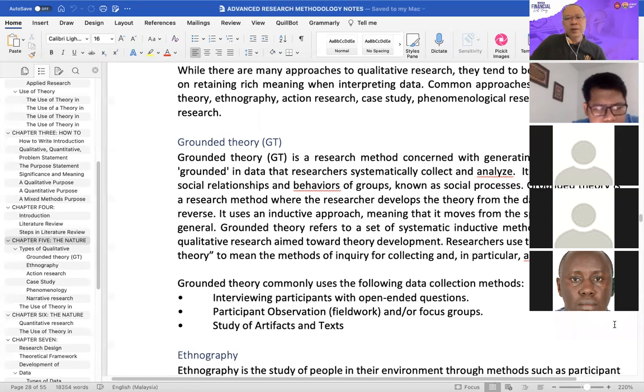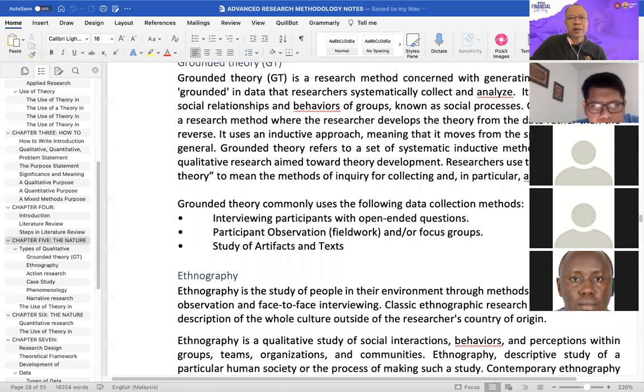In grounded theory, the common method of collecting data is interviewing participants with open-ended questions. The researchers will determine who the respondents are and will ask the interviewees based on a set of questions we call the interview protocol. So the researchers must come up with an interview protocol, meaning the set of questions that the researcher wants to ask the respondents. That's the most common method, to interview the participants.